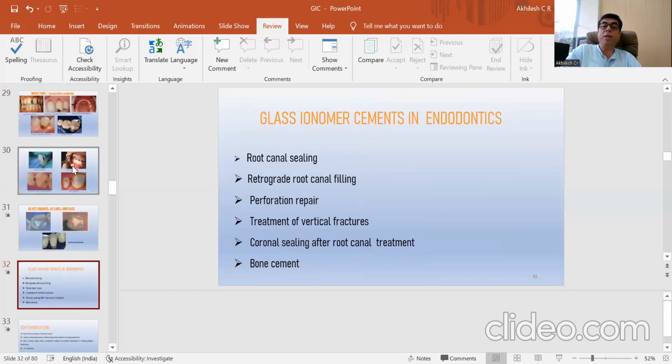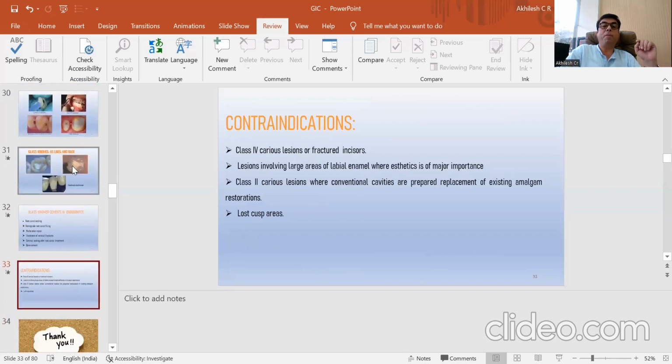Glass ionomer cements in endodontics. What is the role of glass ionomer cement in endodontics? The first one is root canal sealing. It is used in retrograde root canal filling. It is used in perforation repair. It is used in the treatment of vertical fractures. It is used for coronal sealing after root canal treatment. And what are the contraindications?